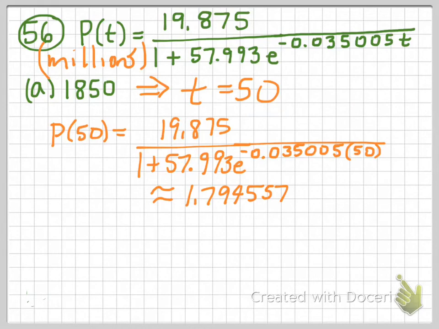1.794557. And I included 6 places past the decimal because I know that this number is actually in millions, which means I'm going to move the decimal 6 places to the right. So that would be 1,794,557 people.